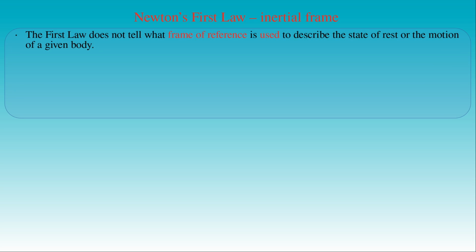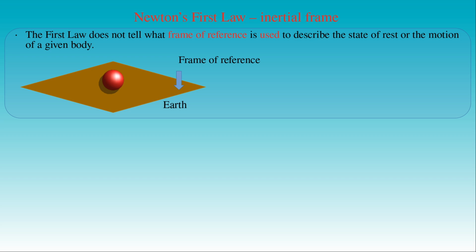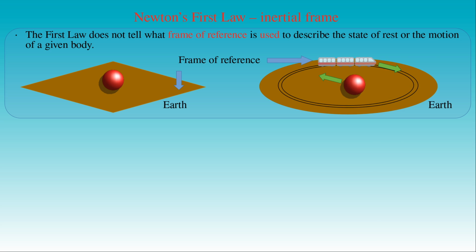We have seen that Newton's first law of motion describes the motion with respect to a frame of reference. However, the first law of motion does not tell us what frame of reference is used to describe the state of rest or the motion of a given body. It is an important question, since the description of the motion can be completely different with respect to different frames of reference. For example, a body can be in the state of rest with respect to the earth, but it has an accelerating motion with respect to a train traveling on a round track.